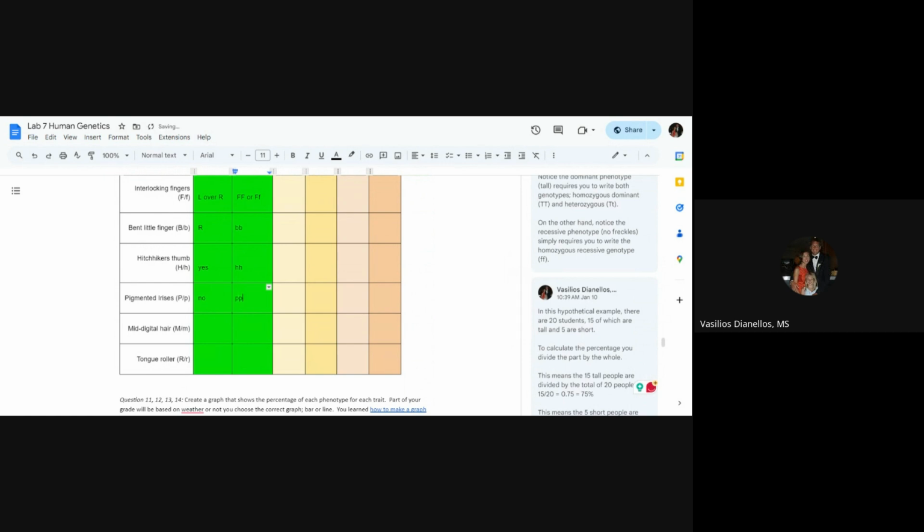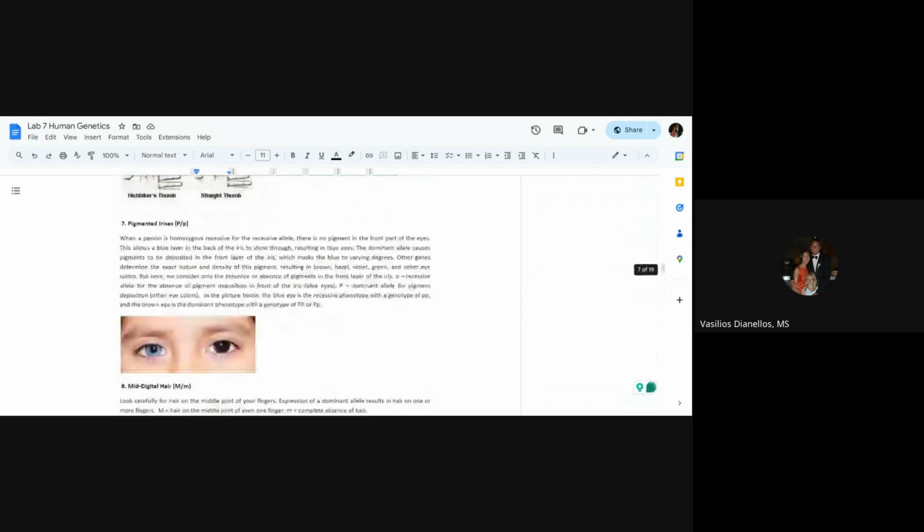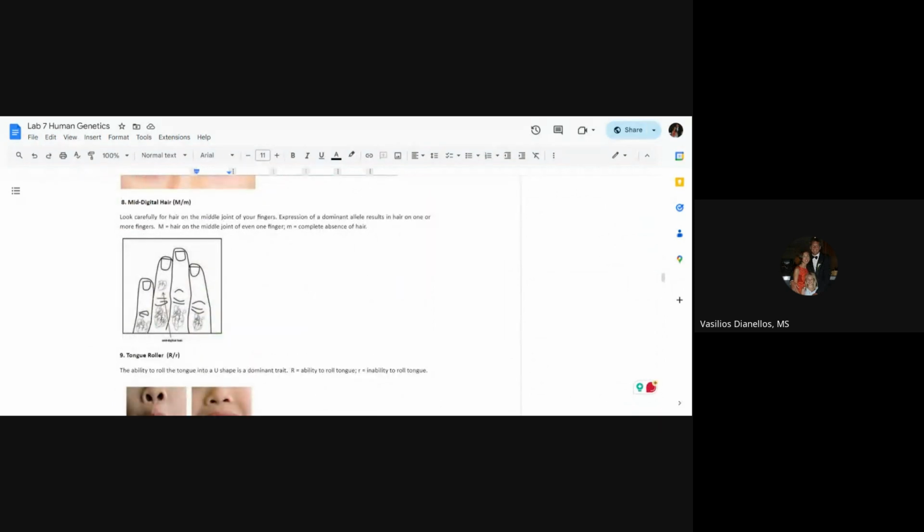Genotype, little p, little p. Mid-digital hair: on any of the four fingers, do you have hair on the mid-digit? So that means not this part, but this part. This would be better if they had little lines right there, but they don't. But do any of your fingers have hair right there?